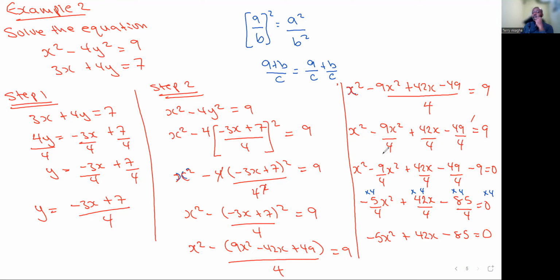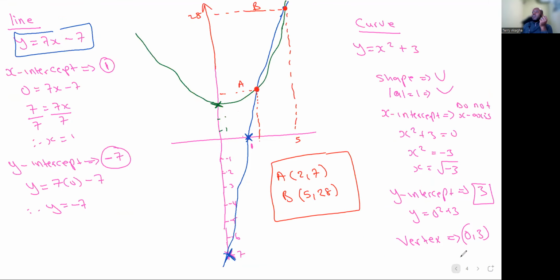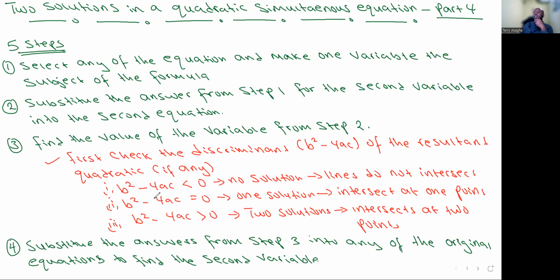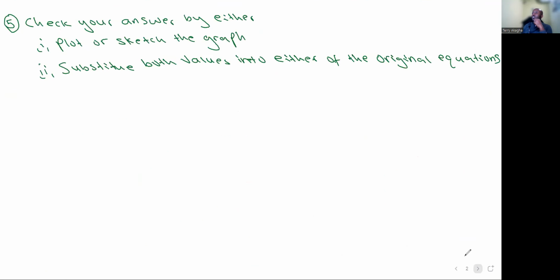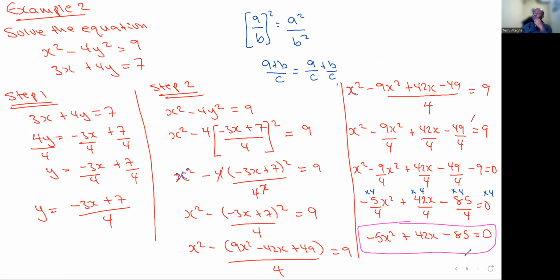Okay, so we've gotten the resultant quadratic equation. So the first thing to then do is to check. Remember in step 3, you then have to check the discriminant, whether the b squared minus 4ac is going to be equal to 0, less than 0, or greater than 0. Okay, so let us check. So I'm going to write it on the next page.